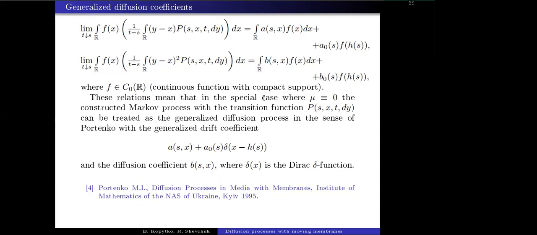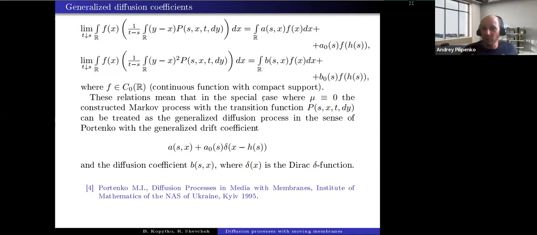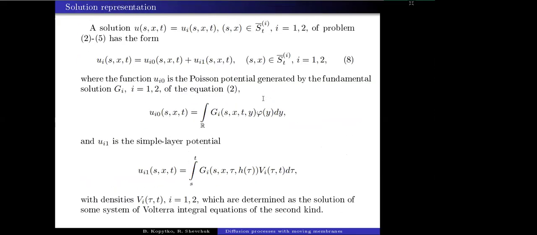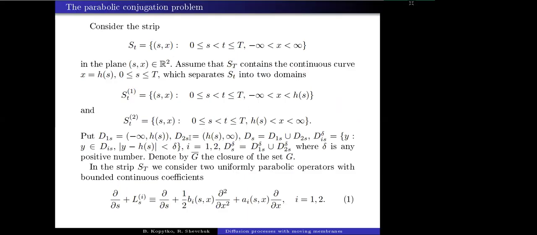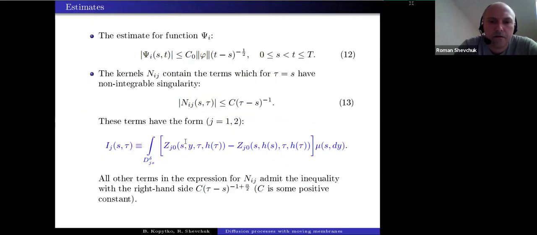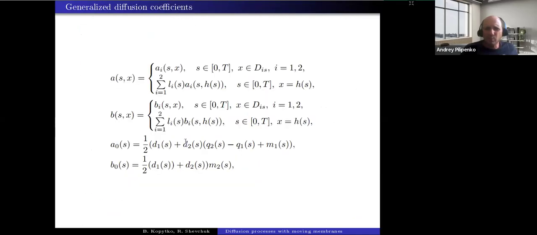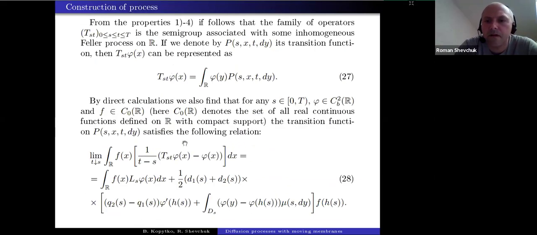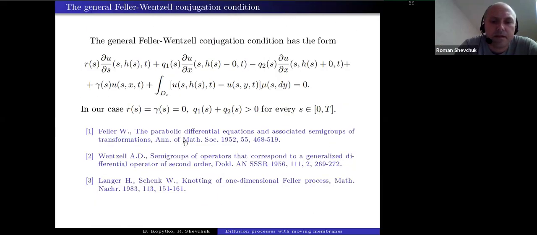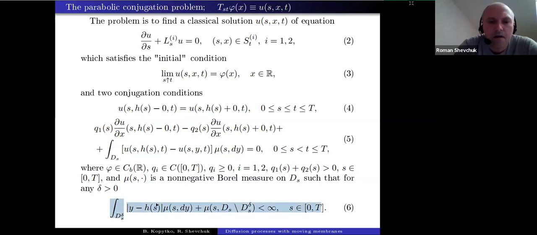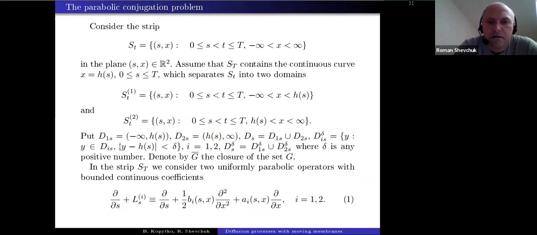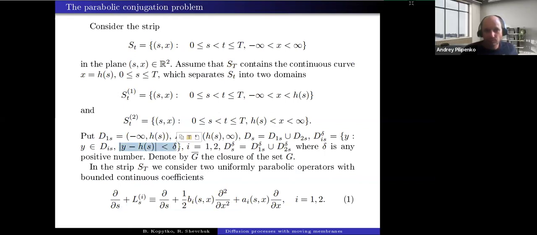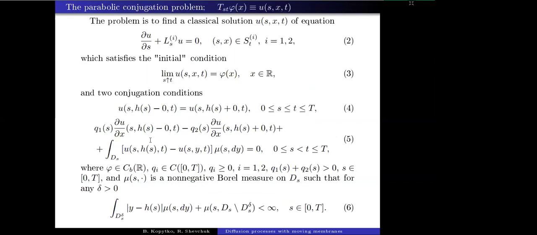Oh, I see. Of course, because maybe I forgot the condition. Why is mu not concentrated in one point? No, it cannot be concentrated at the membrane. Is it correct? Yes. I see. Sorry, I forgot this condition. Roman, can mu be infinite? Yes, mu can be infinite, but it must satisfy this condition. And here ds delta is the interval. So mu cannot be concentrated at h of s. Okay. Thank you.